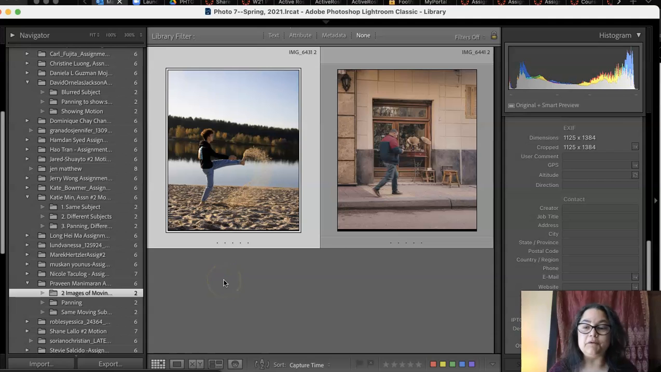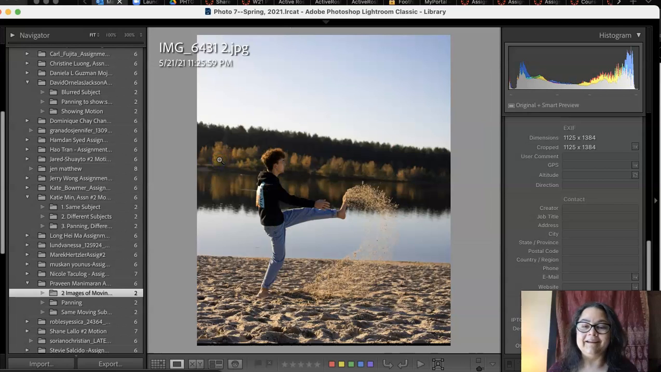Ravine, let's look at your motion images. So this section has two images of moving subjects, beautifully captured here. Unfortunately, the metadata for your images didn't come through. I don't know why. So I cannot see what the shutter speed and aperture were set to. So if you could put those into the titles, that would be great.